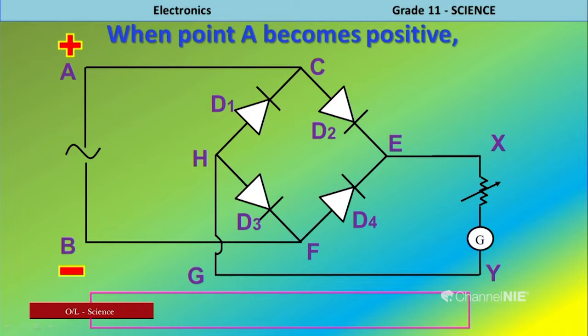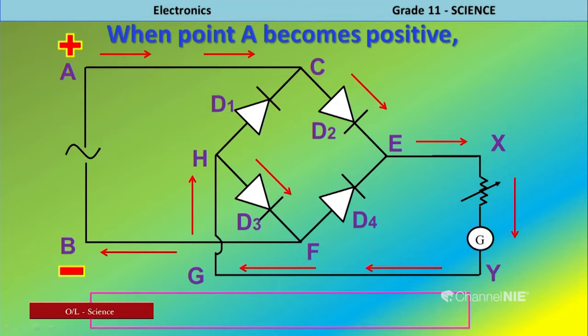Now, when point A becomes positive, point B becomes negative in the AC current. So, let's learn how current passes through the circuit. A to C, then C to E through the D2 diode, E to X, X to Y, Y to G, G to H, H to F through the D3 diode, and F to B. This is the flow of current.